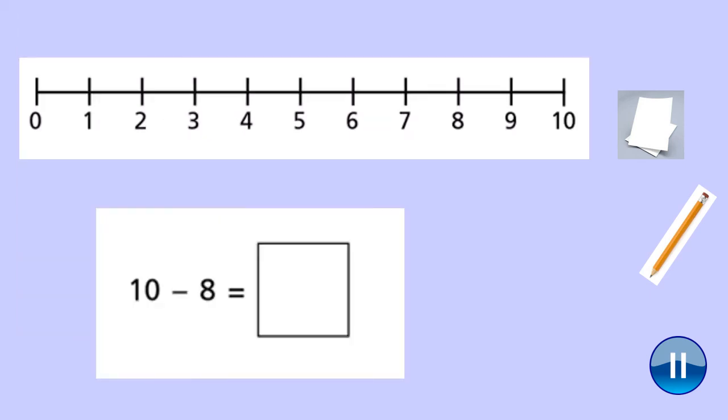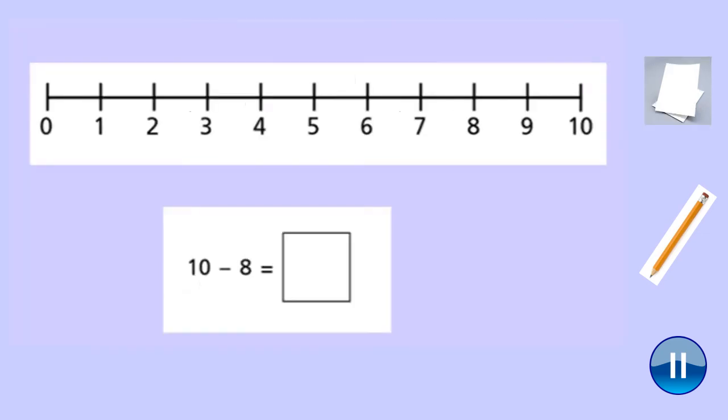Pause the video while you have a go at 10 subtract 8. Remember to write down the number sentence and the answer. Okay, let's have a look at this one. This one says 10 subtract 8 equals blank.